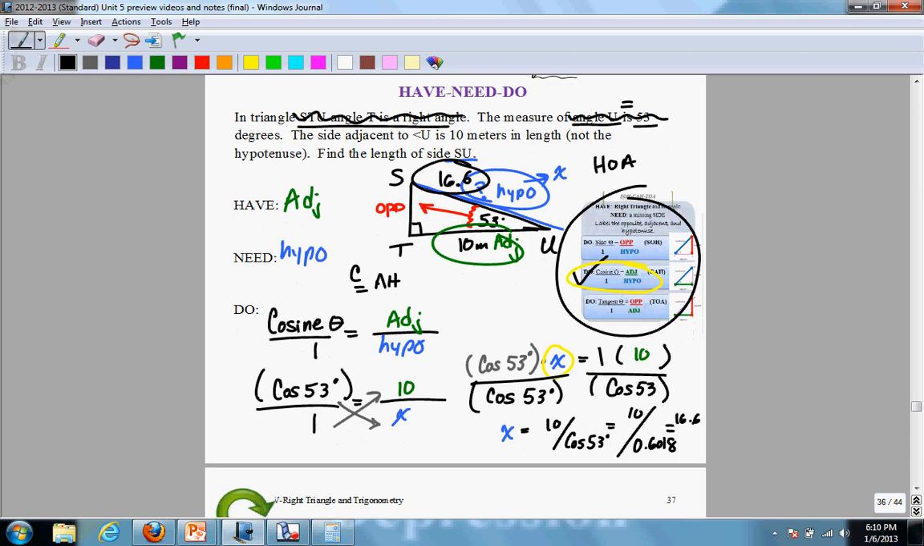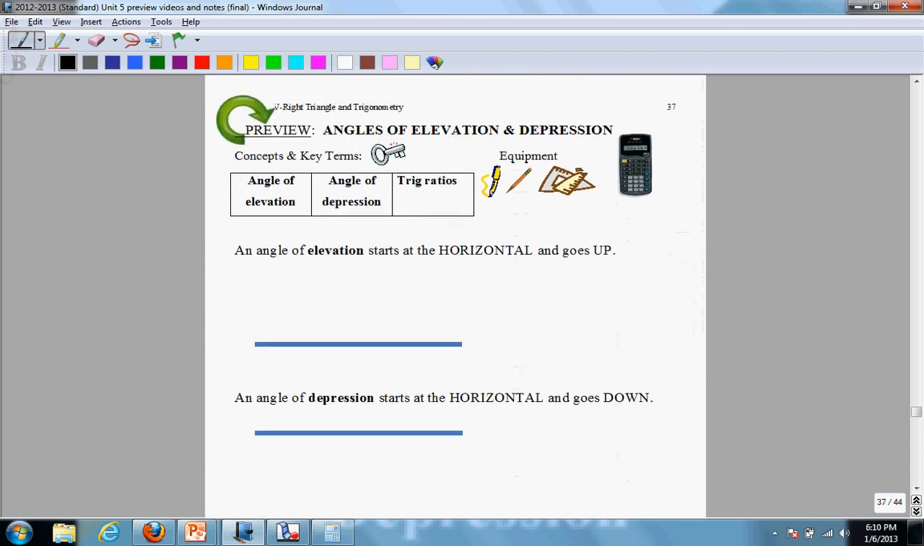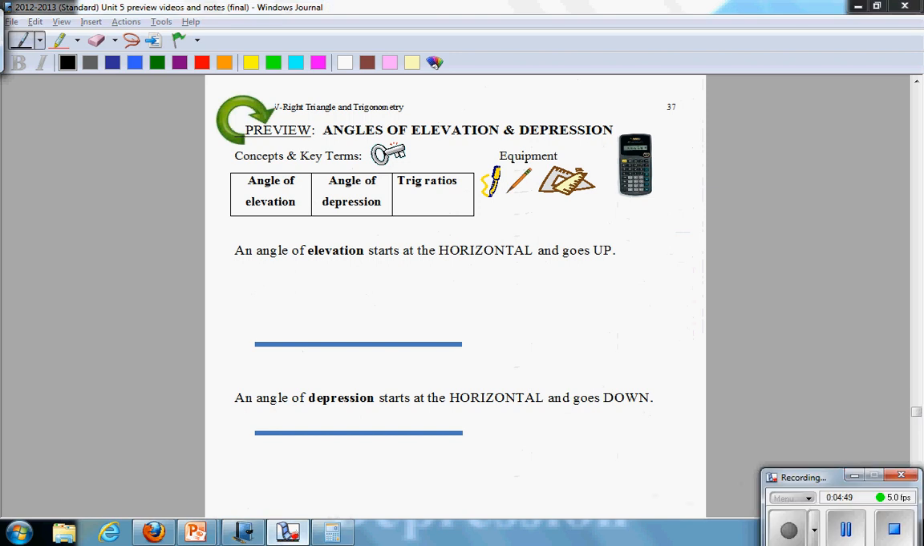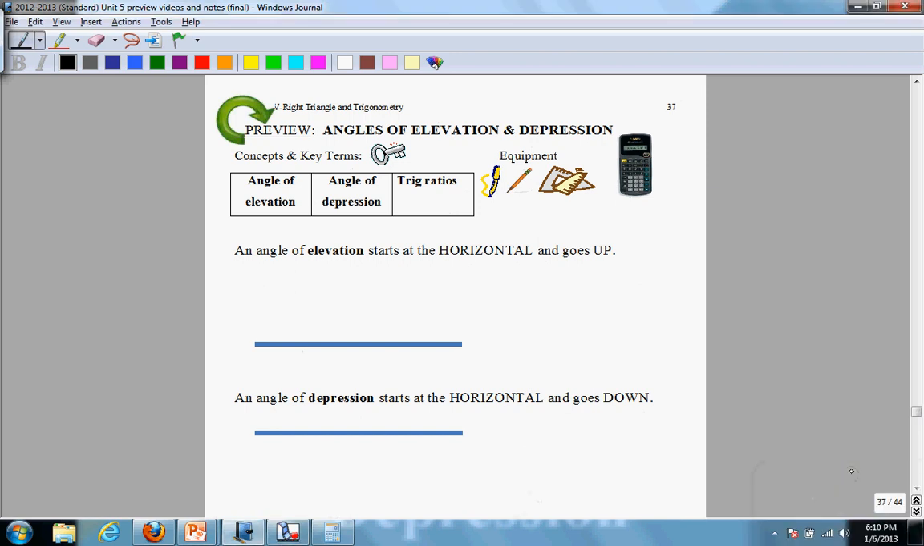Okay, the next lesson is still about SOHCAHTOA, except we're going to add 2 key vocabulary words. These vocabulary words are angle of elevation and angle of depression. An angle of elevation starts at a horizontal line and goes upward.